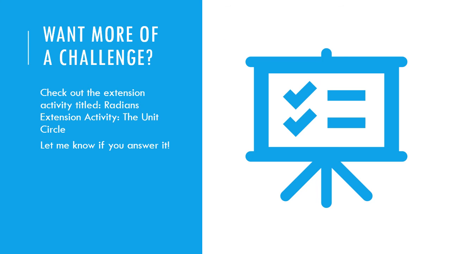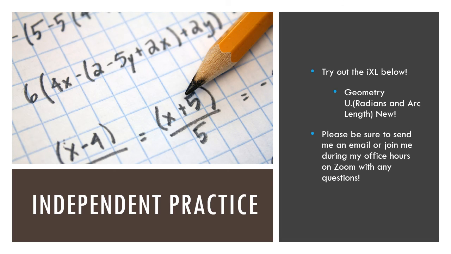Alright, so that was it. If you want more of a challenge, check out the extension activity titled Radians Extension Activity, the unit circle, and let me know if you actually answer that question. The IXL for y'all to do is called Geometry. It actually doesn't have a number. You'll see it on IXL. Geometry U, and then it's called Radians Arc Length, and it says New. That's the one you need to work on.